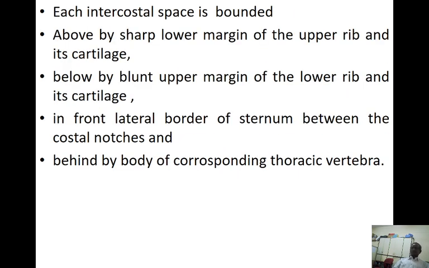Each intercostal space is bounded above by the sharp lower margin of the upper rib and its cartilage, below by the blunt upper margin of the lower rib and its cartilage, in front by the lateral border of the sternum between the costal notches, and behind by the body of the corresponding thoracic vertebrae.